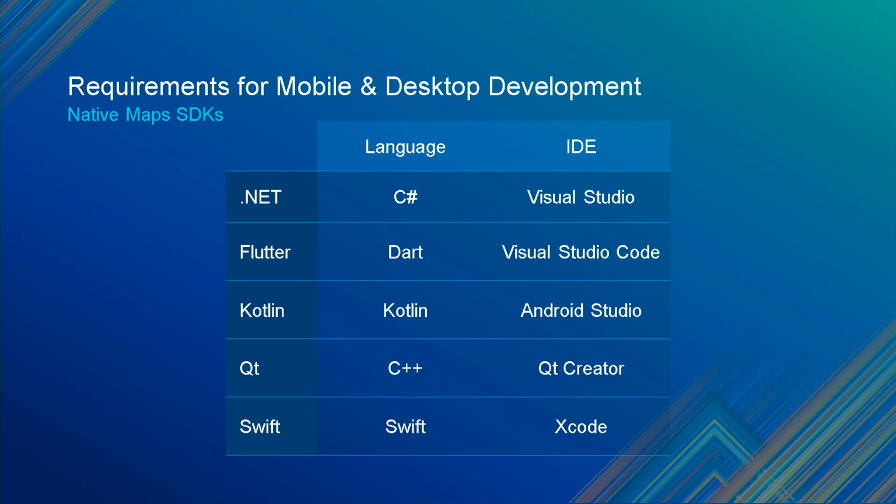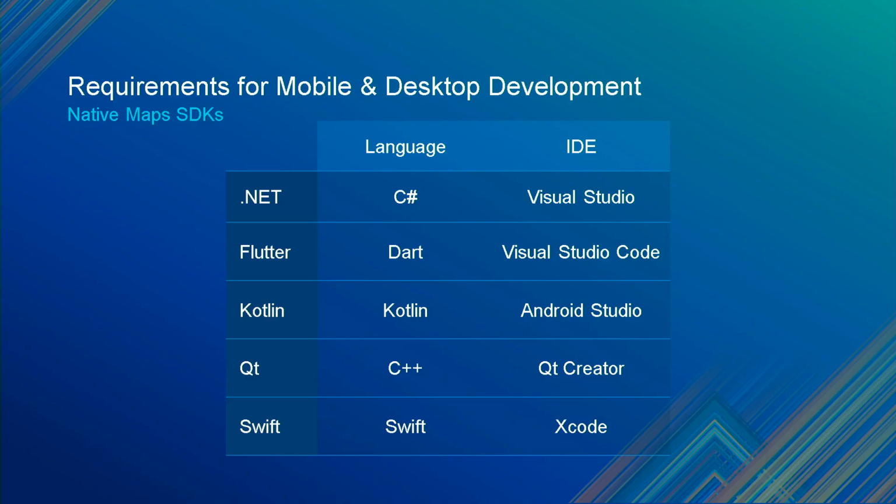Granted, in the case of Flutter and Kotlin, you can potentially use others. So if we just do a quick rundown here with .NET, our .NET Maps SDK, you're generally using C#, building in Visual Studio. With the Flutter Maps SDK, you're working with Dart. You're usually using Visual Studio Code, but you could use Android Studio as well if you're just developing apps for Android. With the Kotlin Maps SDK, you're working with the Kotlin language using Android Studio or maybe IntelliJ.